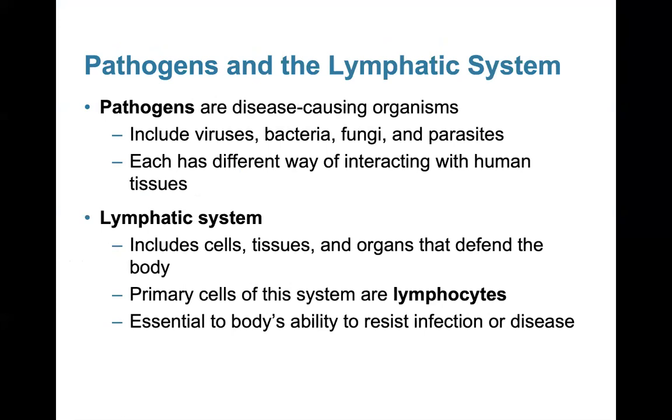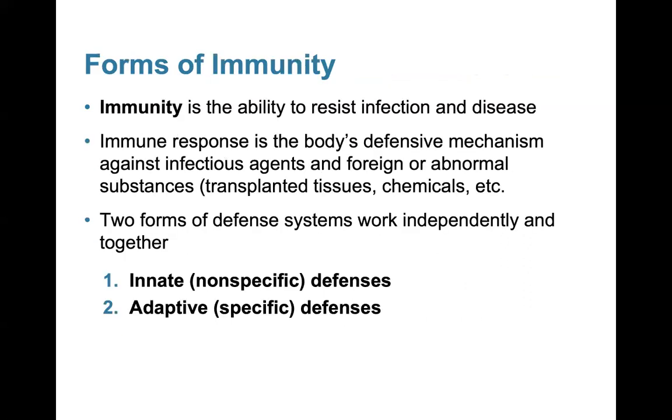Now, pathogens, these are disease-causing organisms. They include viruses, bacteria, fungi, and parasites. Each has a different way of interacting with human tissues. The lymphatic system will include cells, tissues, and organs that defend the body. Primary cells of the system are called lymphocytes, and they are essential to the body's ability to resist infection or disease. Now, immunity, this is the ability to resist infection and disease.